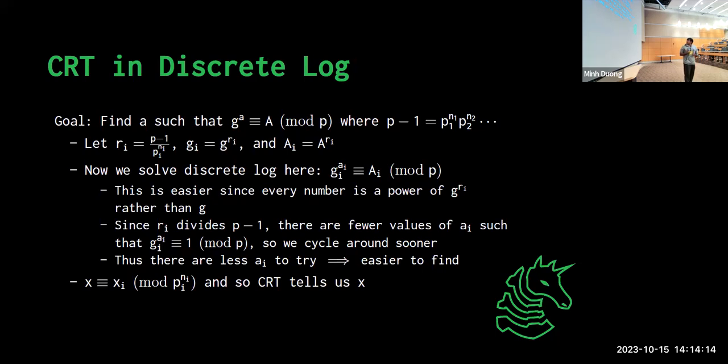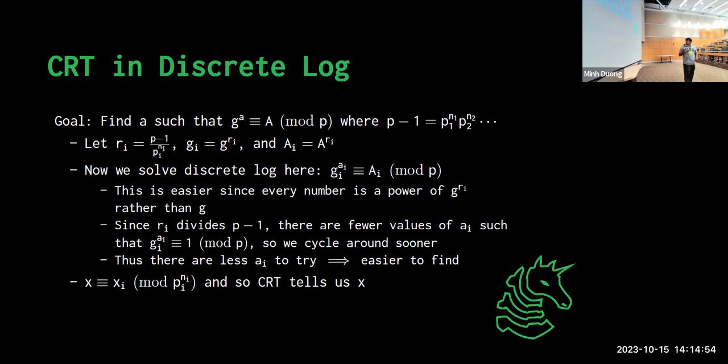This is easier because every single number here is some power of g to the r_i, because we define g to be some generator from the previous slide. So r_i divides p minus 1, because we specifically define r_i to be p minus 1 divided by some element in that prime factorization. Since r_i divides p minus 1, there are fewer values of a_i such that g_i to the a_i is 1 mod p. So we have a smaller and tighter cycle. There are fewer a_i to try because our search space is now reduced, and therefore it's easier to find because we only have to cycle through a smaller search space.